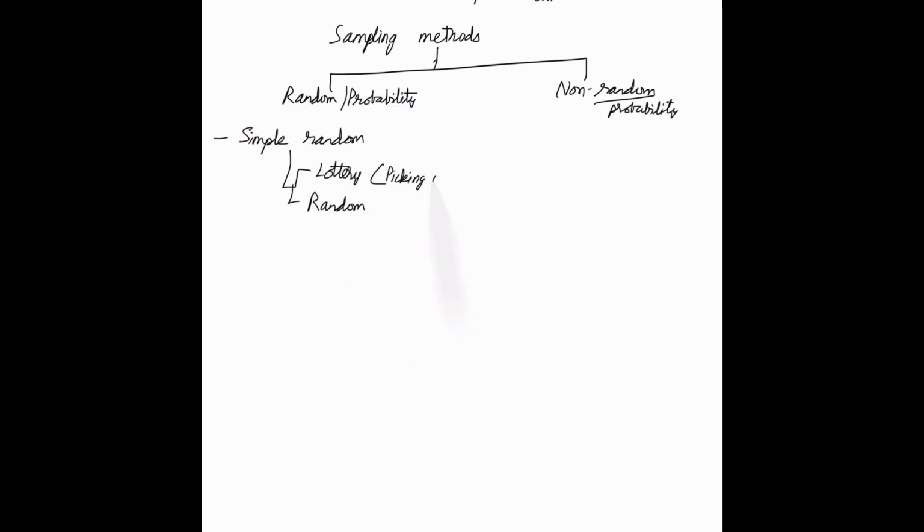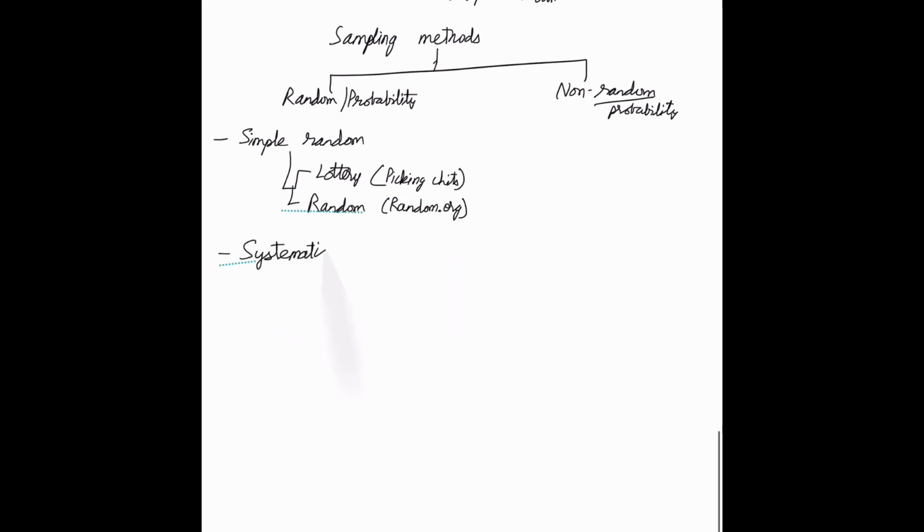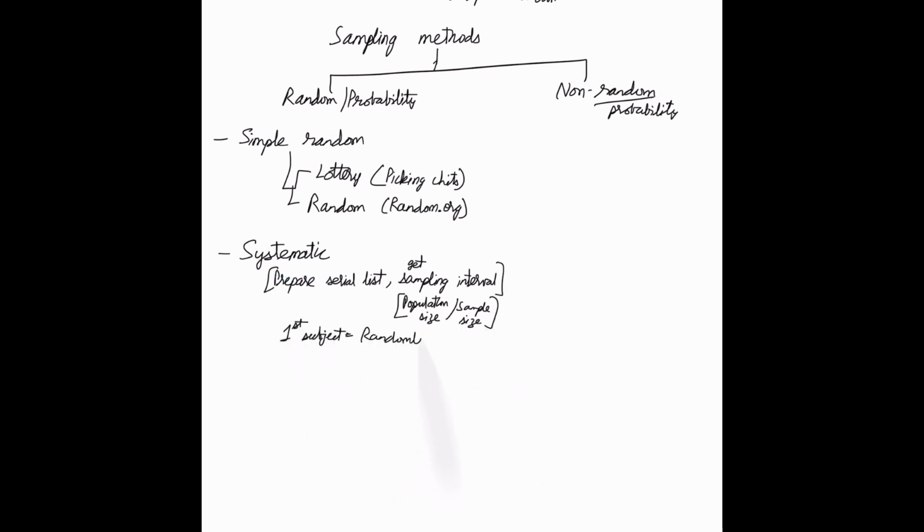So under random methods, we have simple random sampling in which you have the lottery method, which is basically picking up chits, and random allotment of the samples, which can be done on a website called random.org. And then systematic sampling is wherein you prepare a serial list of your samples, get the sampling interval, which is basically the population size divided by the sample size. So you randomly choose the first subject. The second subject's serial number is your first subject's serial number plus the sampling interval. And you then repeat the same until you exhaust your sample size.